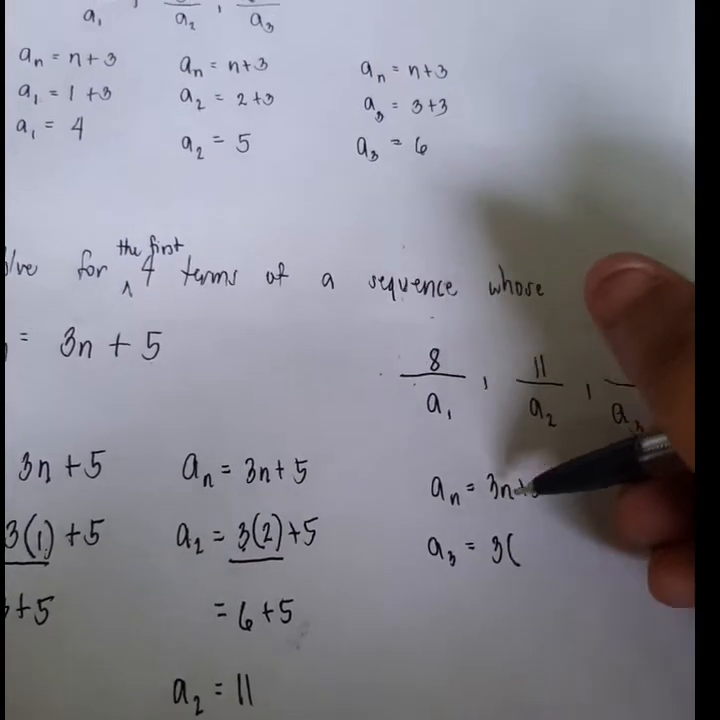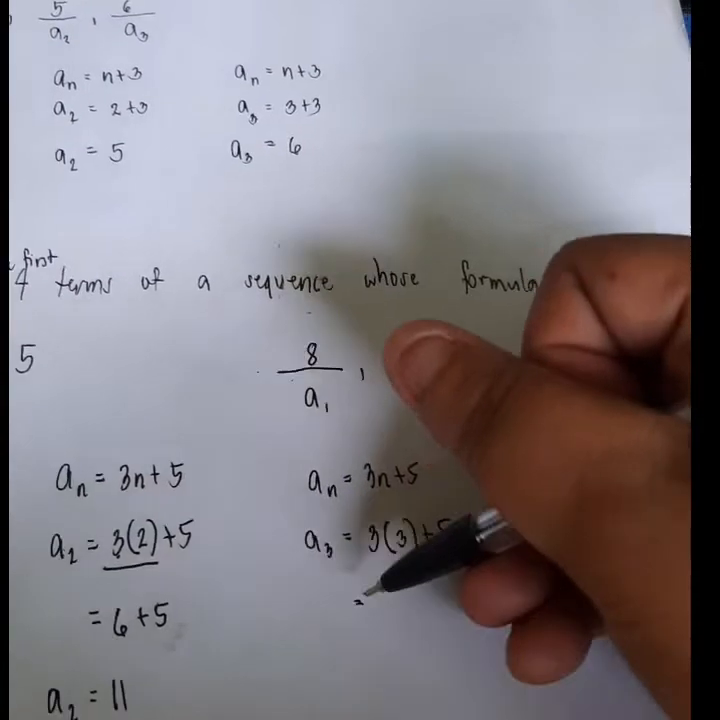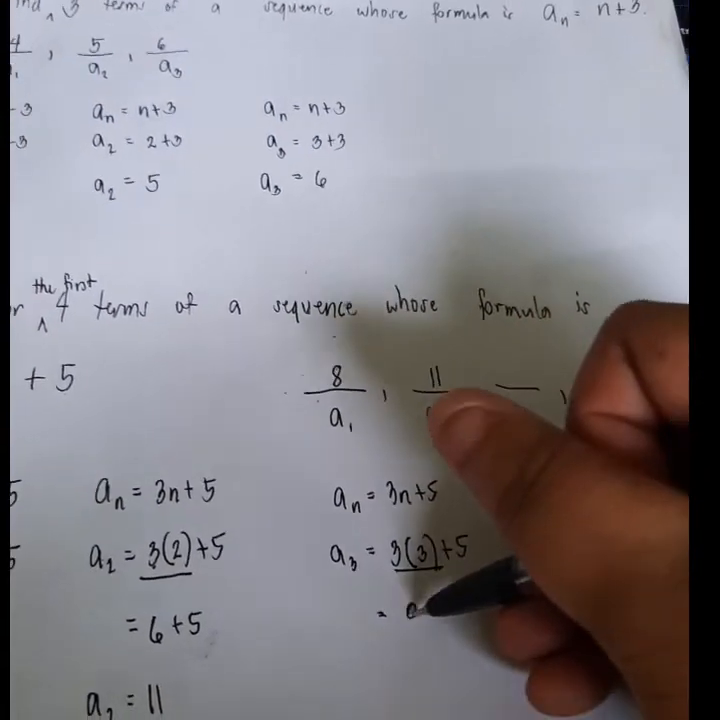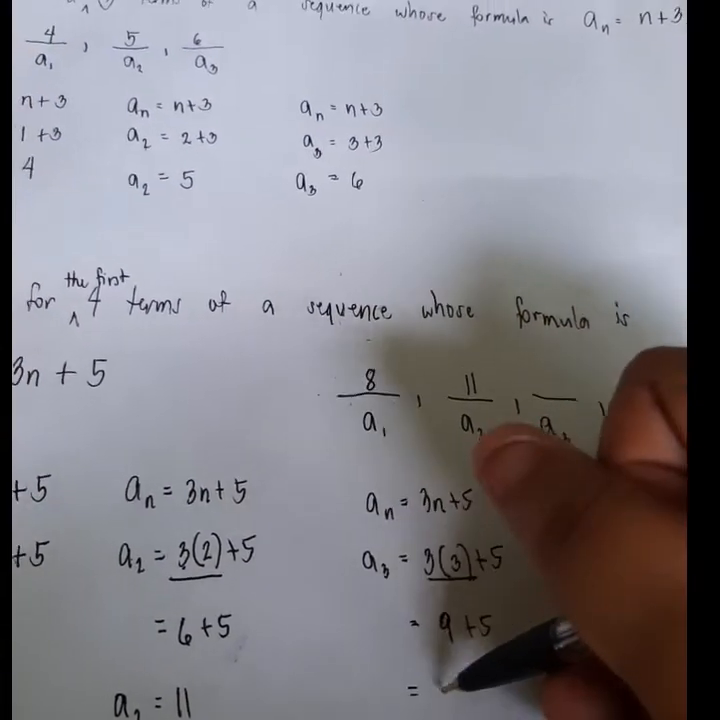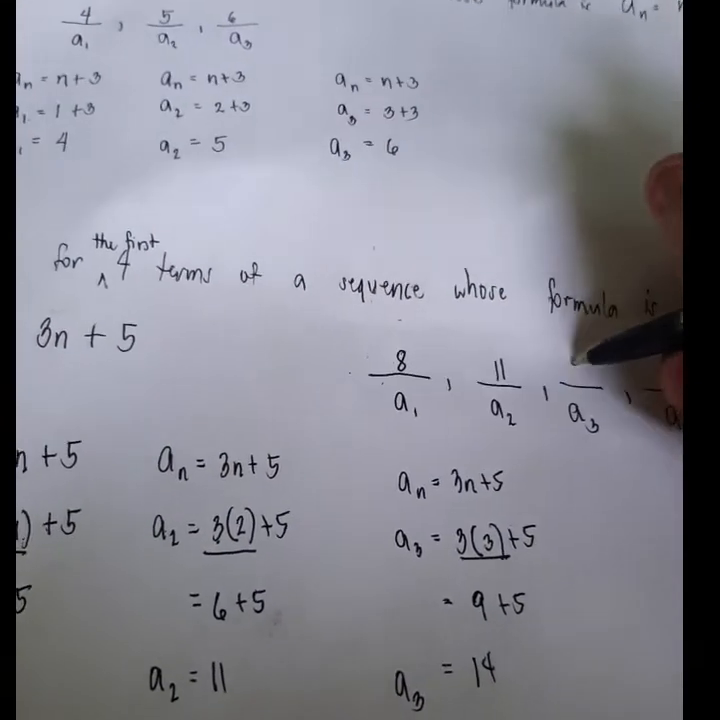This time your n will just equal 3 plus 5. And you're going to have your 3 times 3. The answer is 9 plus 5. So you're going to get 14. And that will be your a sub 3.